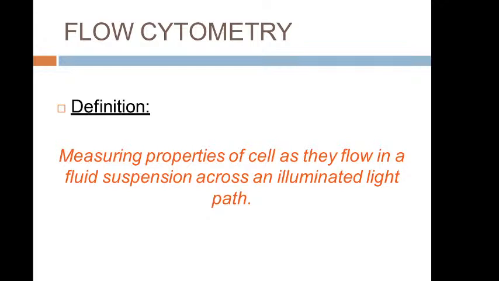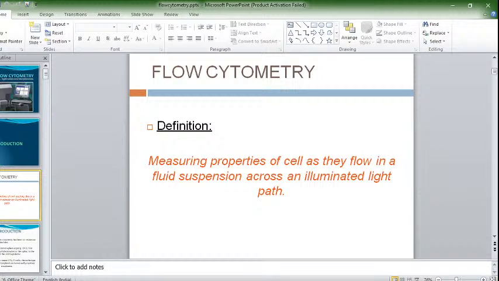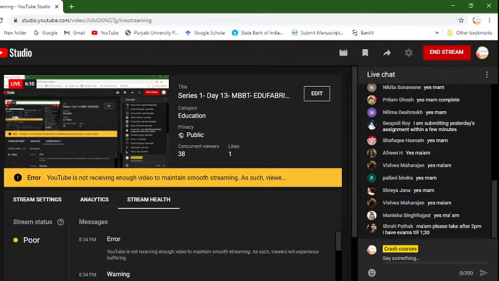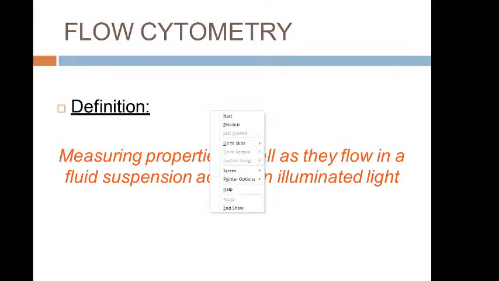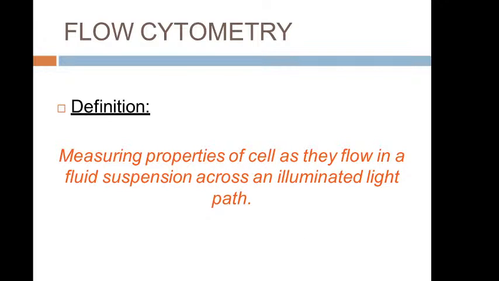So flow cytometry is the measuring of properties of a cell as they flow in a fluid suspension. What is the definition of flow cytometry? Flow cytometry is measuring properties of a cell as they flow in a fluid suspension across an illuminated light path. So basically in flow cytometry, our main focus is on a cell. Getting my point?